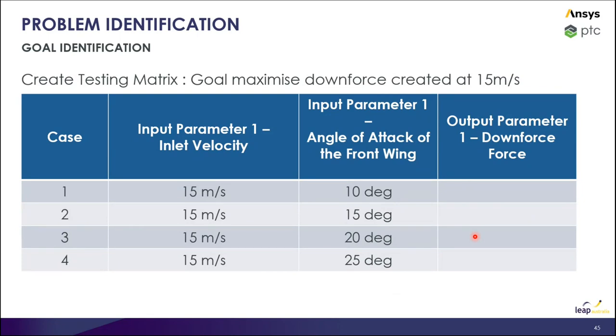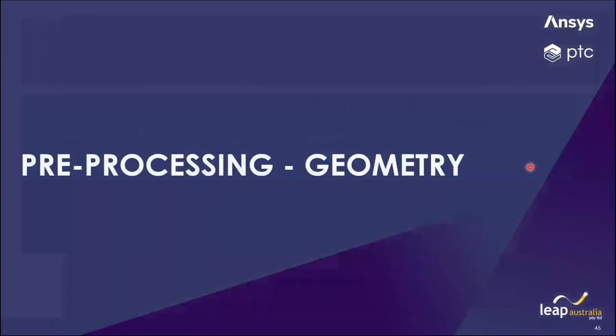So in this particular case, maybe I'm looking to maximize the amount of downforce created by my front wing. I've got multiple cases. I've got some input velocities, so I've got one parameter. Maybe the thing I'm interested in changing is the angle of attack on the second flap, so I've got another input parameter there, number two, and you've got an output parameter as well. Maybe I'm interested in downforce in this particular case. In reality, it's a lot more complicated.